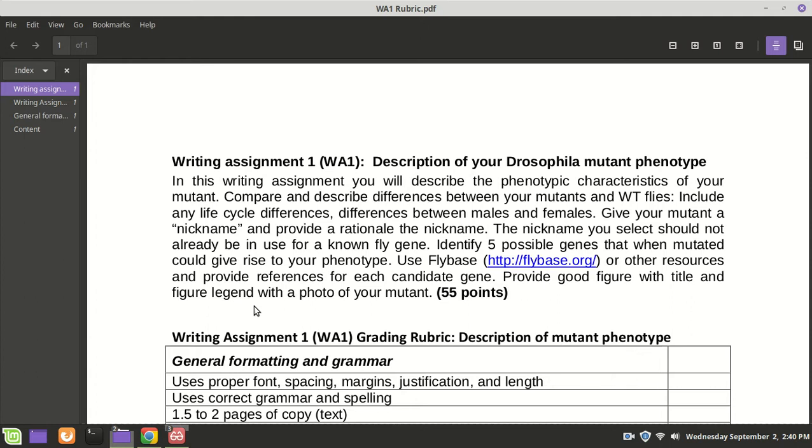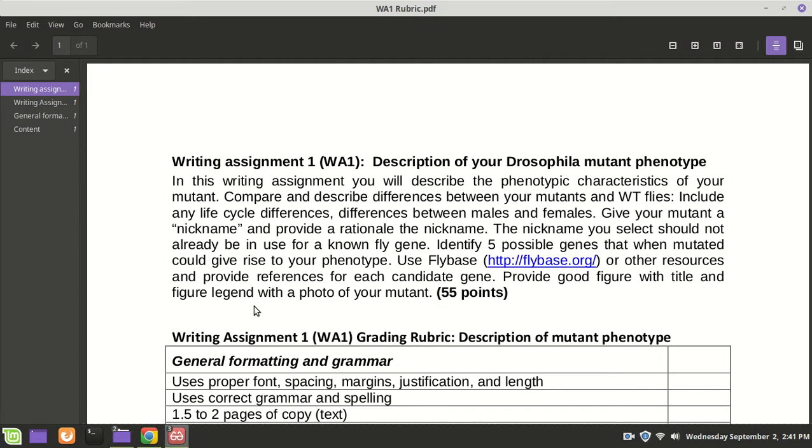It says, description of your Drosophila mutant phenotype. In this writing assignment, you will describe the phenotype characteristics of your mutant, compare and describe differences between your mutants and your wild type flies. In other words, you've got wild types and you need to know what they look like, and then you have your mutant. You need to compare those two, focusing on your mutant, not the wild type. I know what wild types look like. You can mention that the eyes are red, for instance, but I don't want you to focus on what the wild type looks like. I want you to focus specifically on what the mutant looks like.